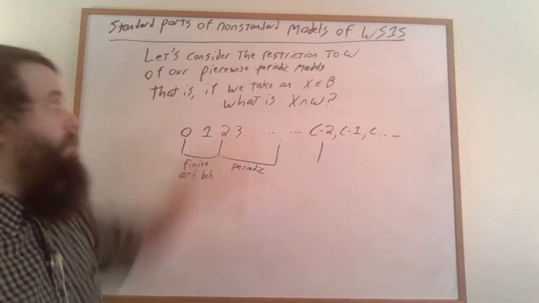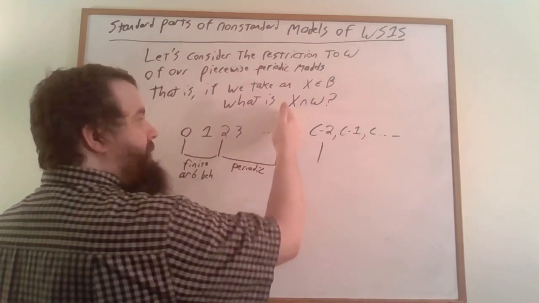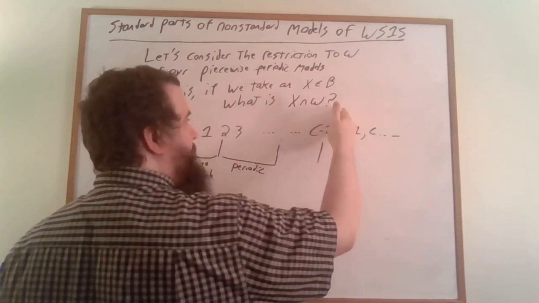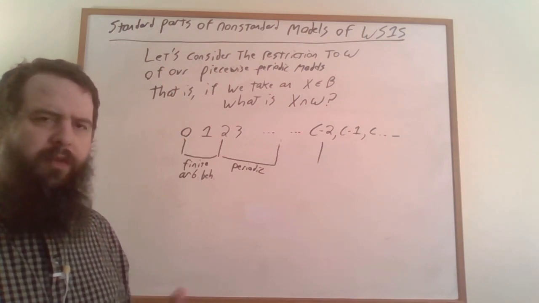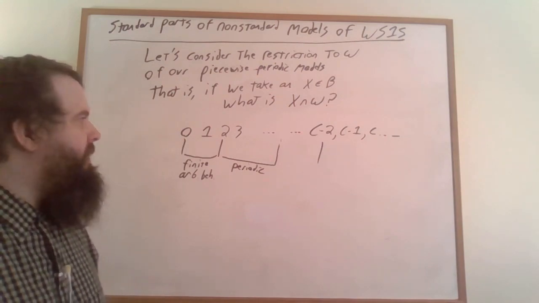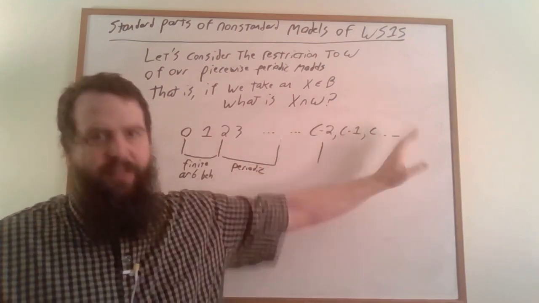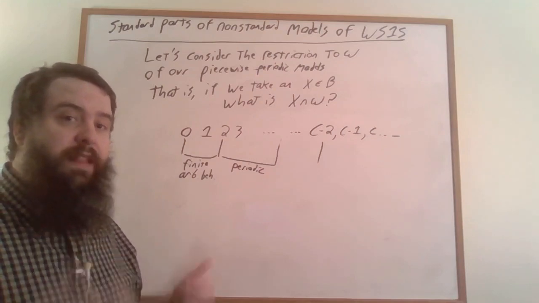In the case of our piecewise periodic models, going into an infinite bit, we had to continue with the same periodic behavior coming out of that infinite bit. It's not entirely clear what we have to do with the primes, because the primes aren't periodic. But I'll talk about that later when I talk about the non-standard parts of these models. But for now, let's just ask the really simple question.